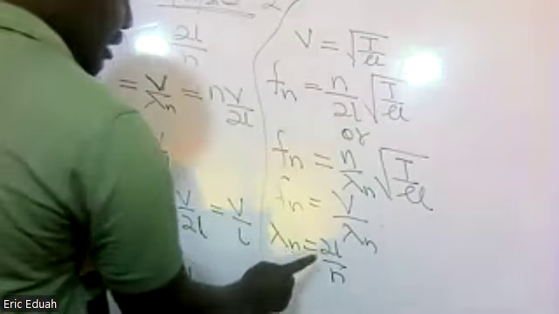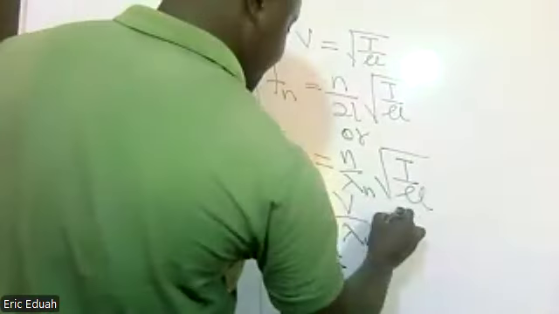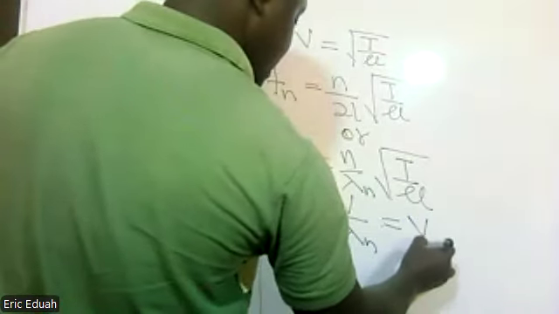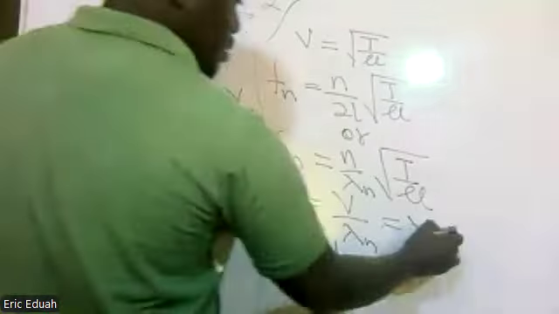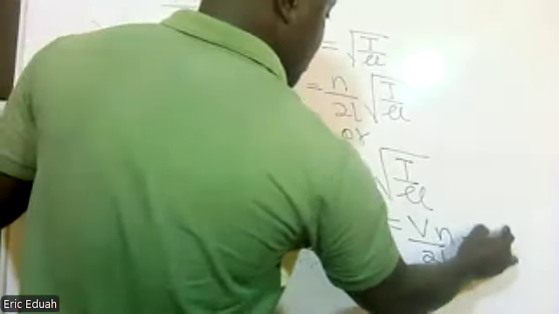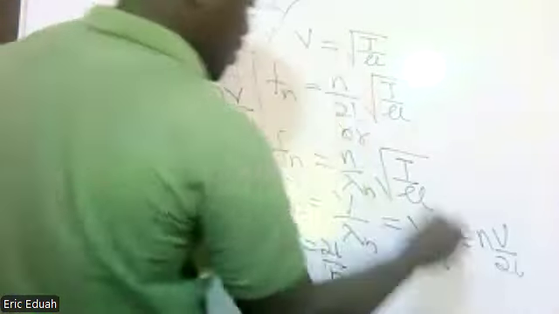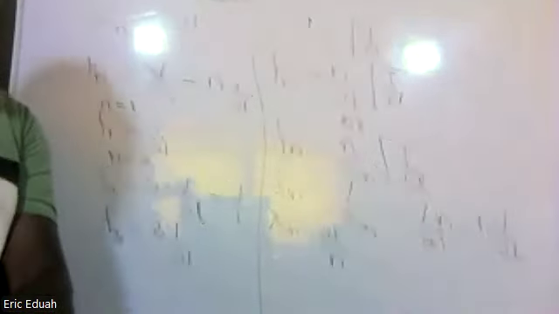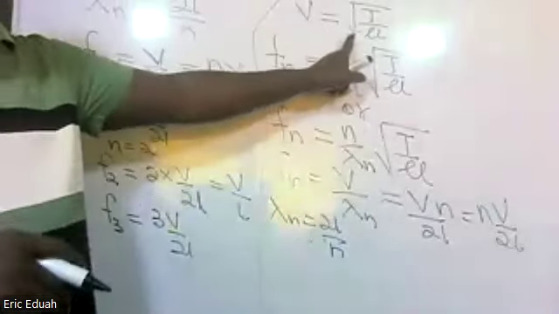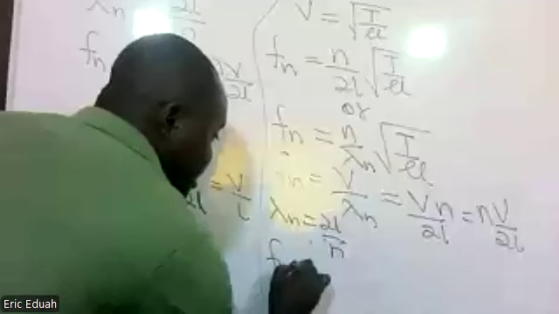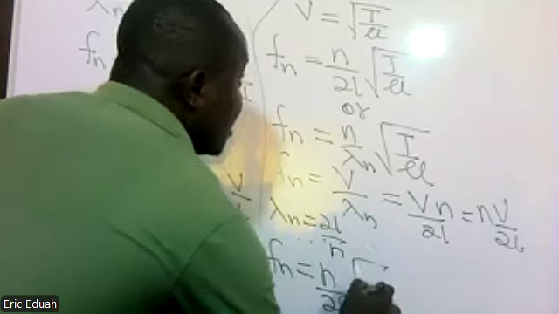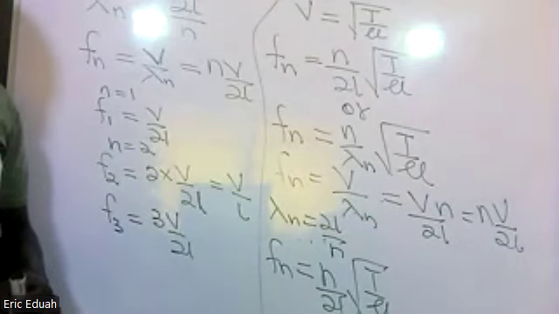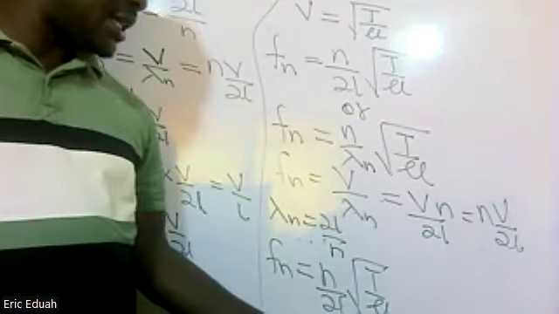If we substitute this into this equation, we'll have V divided by lambda n, but lambda n is this. So n times 2L. So n V on 2L. So that when we substitute V, which is this, we'll have Fn being equal to n over 2L times T on mu. So there are a lot of ways to go around this. So this is the expression for the nth harmonic.